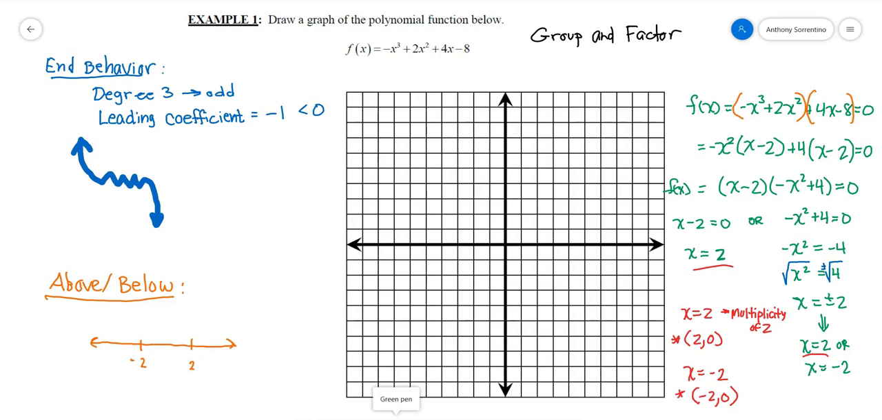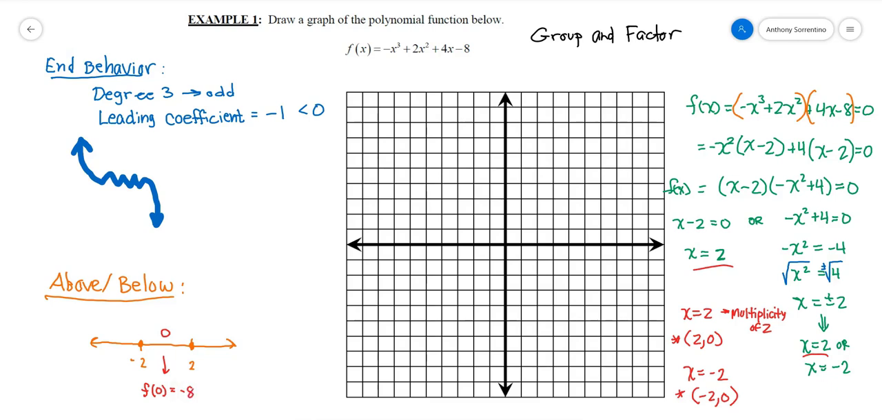And much as I did before, and now I know these are zeros, I want to get an idea if the graph is above or below the x-axis based on what numbers I plug into this. So for instance, between these two numbers, the number 0 would be between them. I want to know, okay, between negative 2 and 2, is the graph above the x-axis or below the x-axis? So if I do f of 0, I'd work that out and get that it's a negative 8.